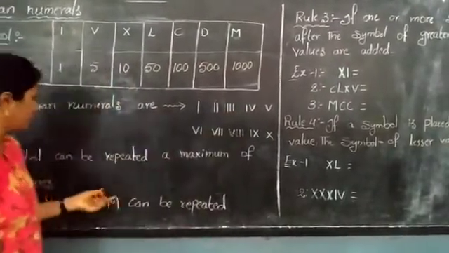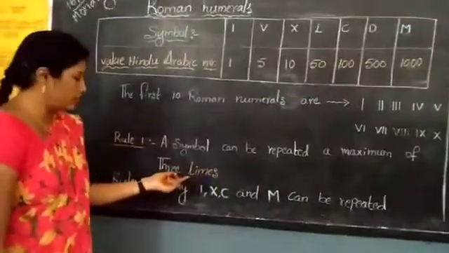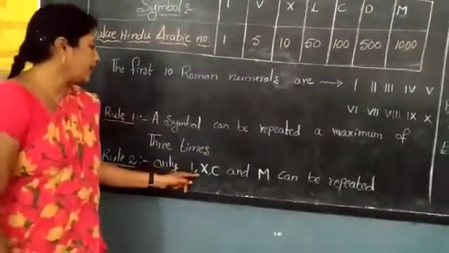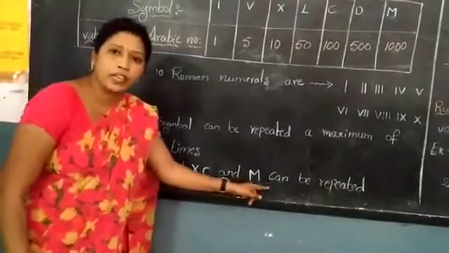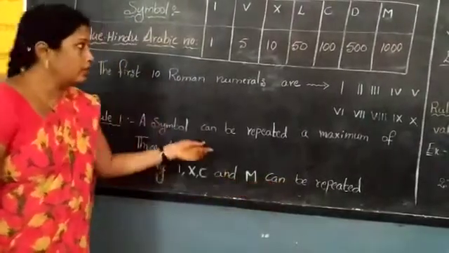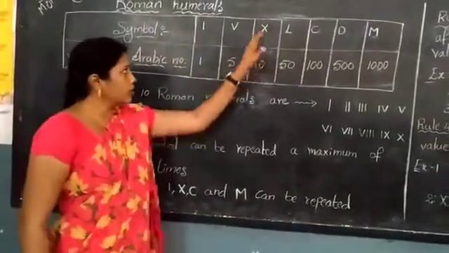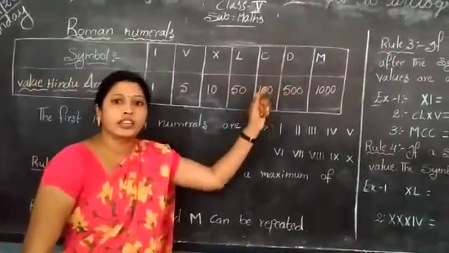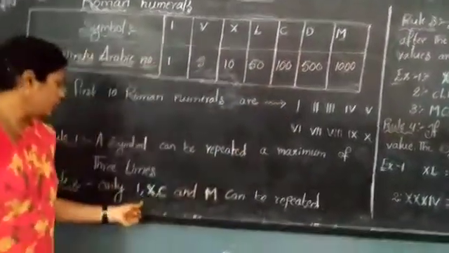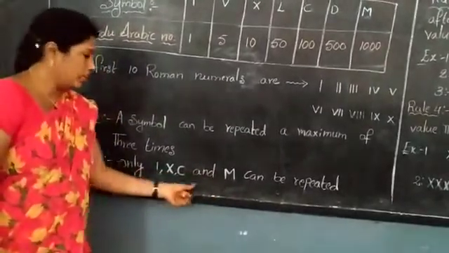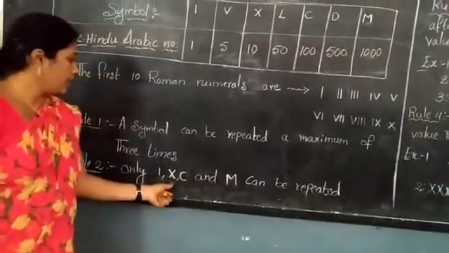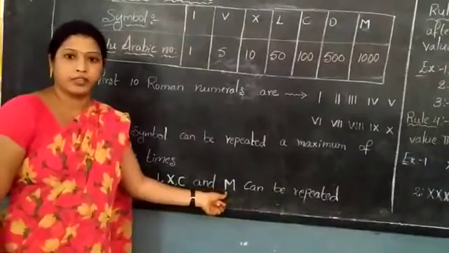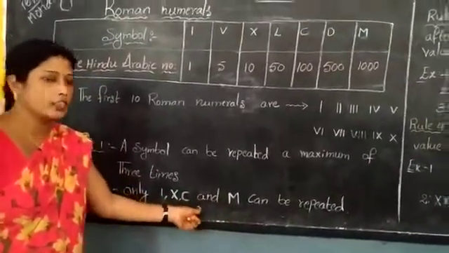Okay. So, coming to the second rule. Only I, X, C and M can be repeated. The remaining 3 letters are not repeated. Which are they? V, L and D are not repeated. Okay. Only these 4 letters are repeated: I, X, C and M. Okay. This is the second rule.